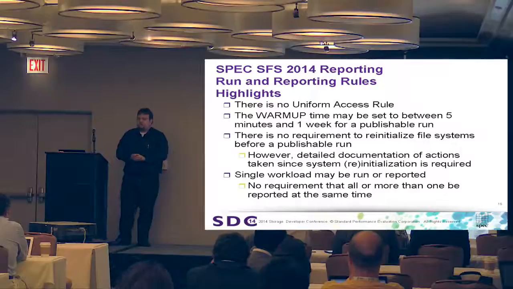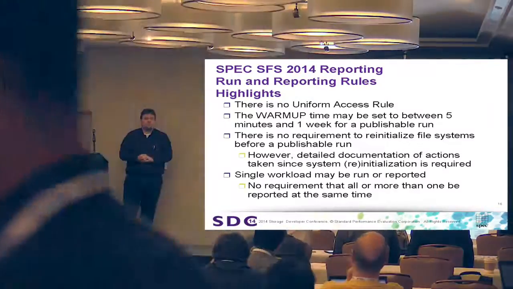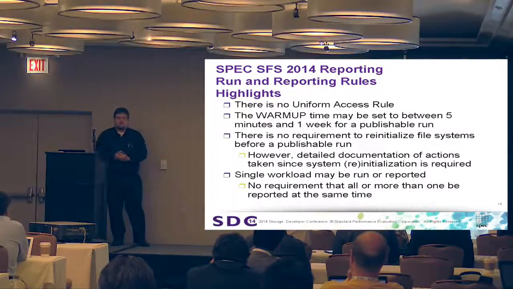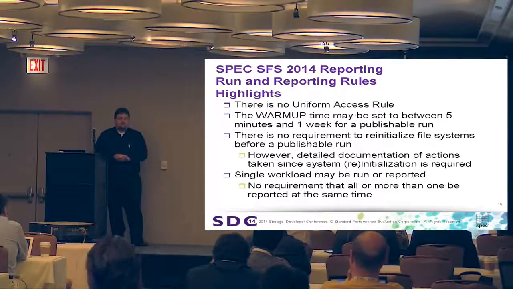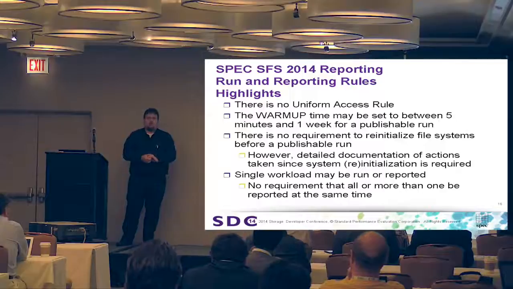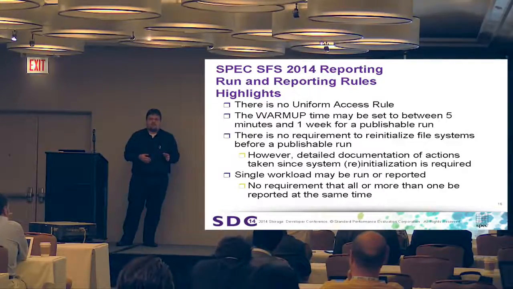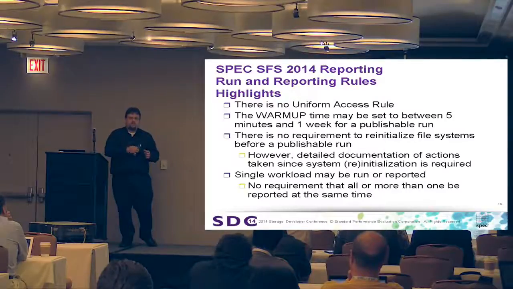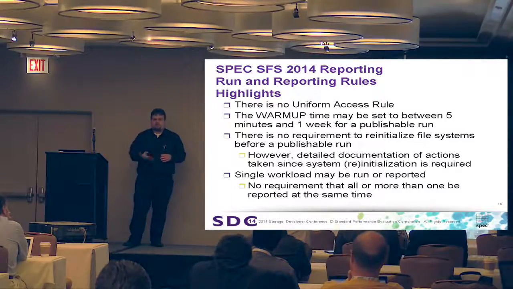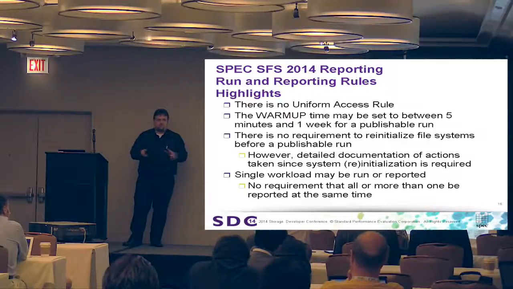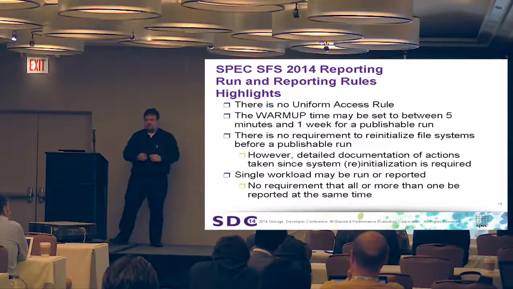The next major change is that warm-up time is now a tunable parameter. It used to be fixed at 5 minutes, and now you can adjust it. For a disclosable run, your warm-up time can be anywhere between 5 minutes and 1 week. And since you need 10 data points for a disclosable and publishable run, that means your benchmark potentially could take 10 weeks, not counting dataset creation time and summarizing the results, just for a single benchmark run.